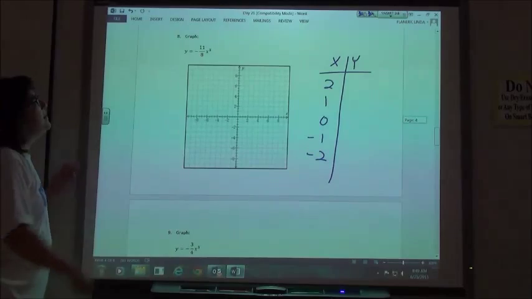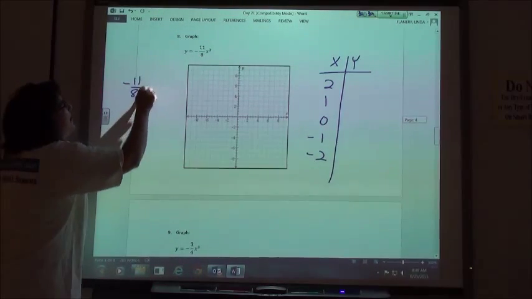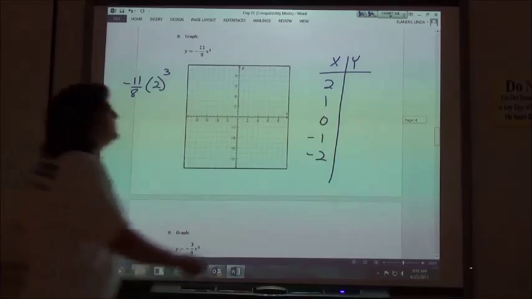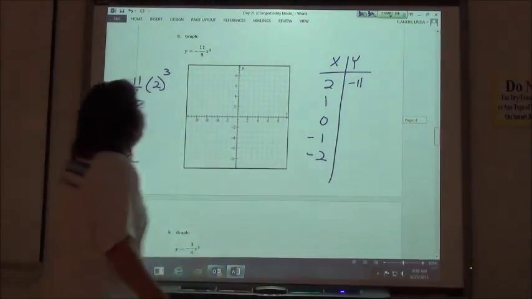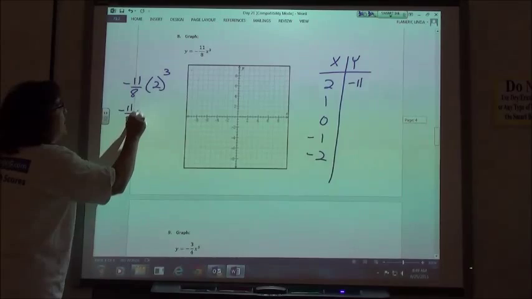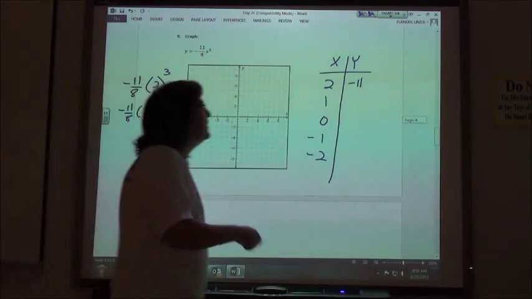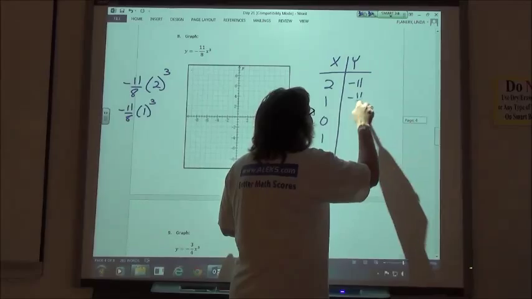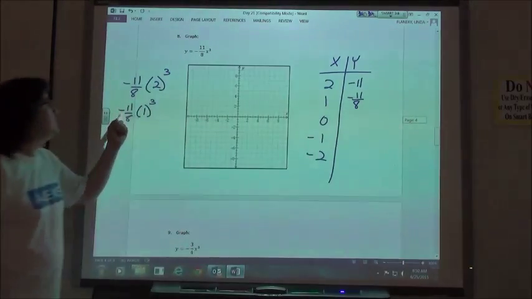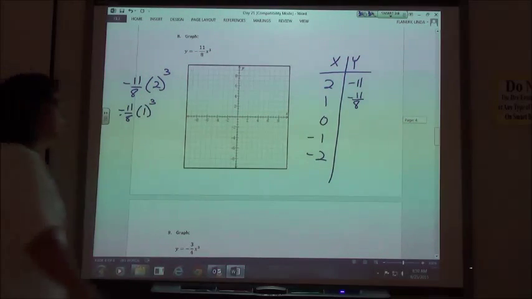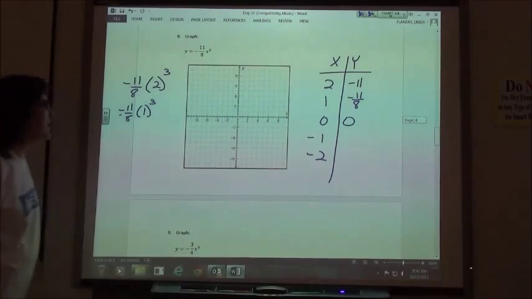So on the next one, same thing. I'm going to take a negative 11/8 times positive 2 cubed, and I would get negative 11. And then I'm going to take negative 11/8 times 1 cubed. My sign is going to be negative, right? Since this was negative times a positive, I'm going to get a negative 11/8. And of course, we know 0 is going to be 0, but we could plug it in and solve it.